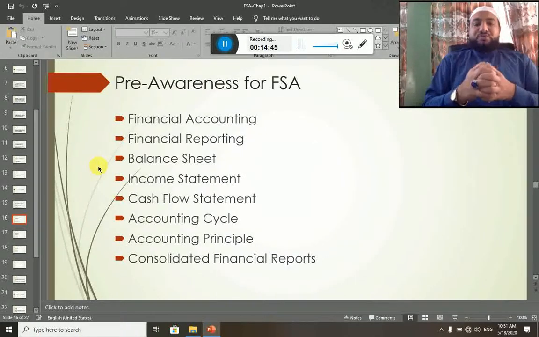Also, we should have knowledge of consolidated financial reports, and how these consolidations are made.